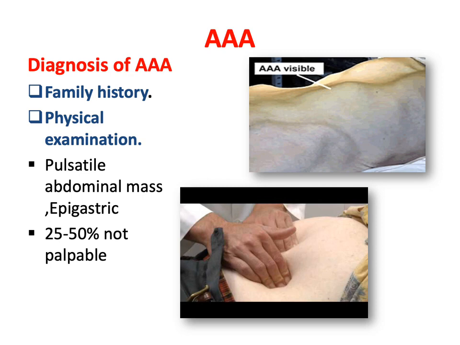Now, diagnosis of AAA. First, history. Of course, as I said before, family history is present in about 20% of the cases. Also, you have to ask about hypertension, smoking, which is very important, and other risk factors. Second, physical examination. You can find a pulsatile abdominal mass in the epigastric area during examination of the abdomen, either visible or palpable. But this pulsatile mass is found in about 25 to 50%, and is sometimes not palpable.